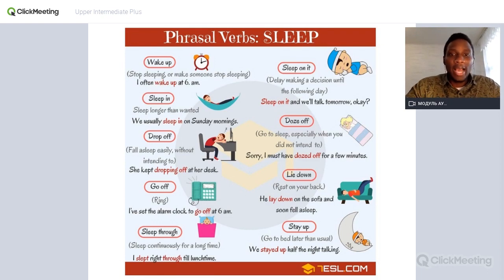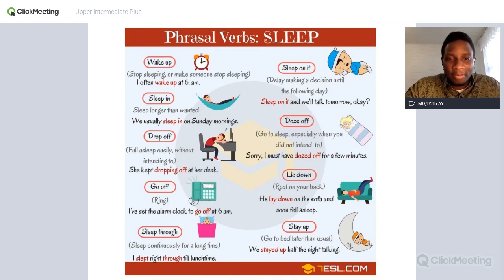And then we have lie down. So we can all see some of the pictures that are being used to make examples with the phrasal verbs. You have lie down, rest on your back. So you can see the guy is relaxing on his sofa. He lay down on the sofa and soon fell asleep.